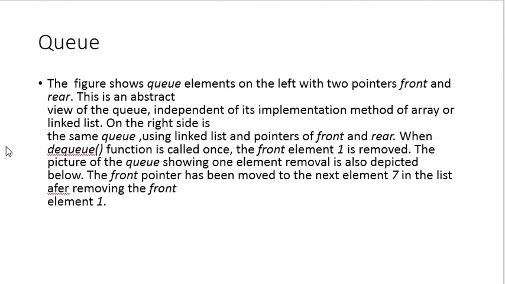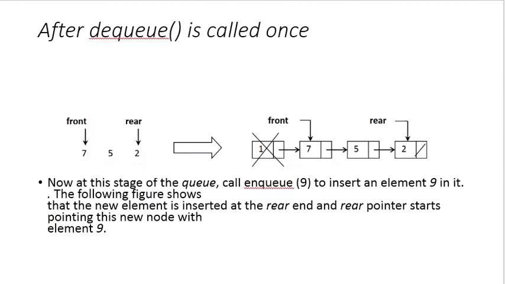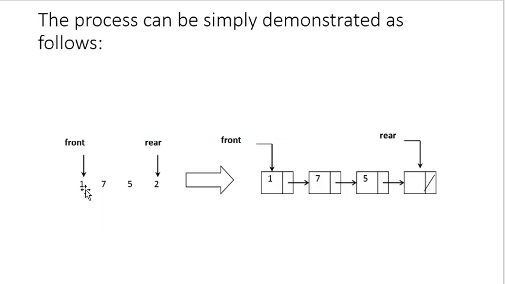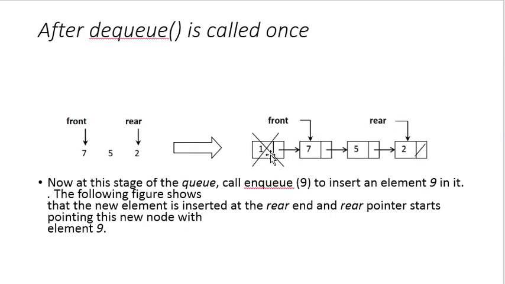The picture of the queue showing one element removed is also repeated. So I will show you the figure. Here I have removed 1, as the front was first on 1. So if you call the function of dequeue, 1 is removed because the front pointer is at 1. And now the front is pointing to the second node.